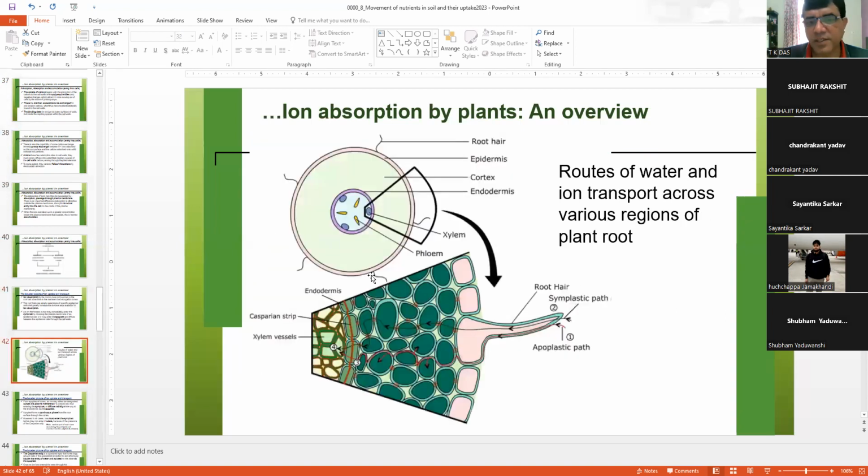So already you have seen this picture is very, very important to understand most of the things. So I repeat some information about this picture. You can see this is the cross section of the root and root hair. Suppose root hair is there. There are two ways through which the nutrients move from root hair or from the external part of the root to the inside of the root. So you can see apoplastic path and symplastic path.